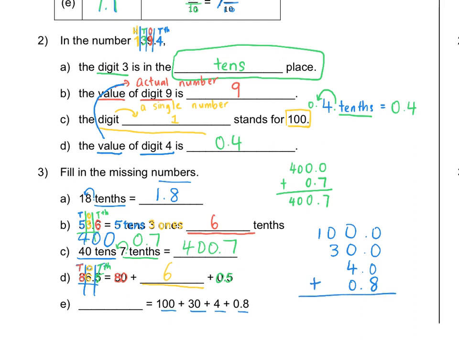Add them together, starting from the last place value, which is the tenths place. 0 plus 0 plus 0 plus 8 is 8. The decimal point remains. 0 plus 0 plus 4 plus 0 is 4. 0 plus 3, 3. 1 plus nothing, 1. So the answer for this question is 134.8. So this is the answer.